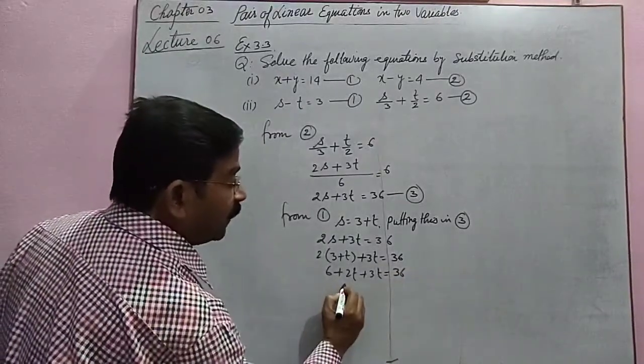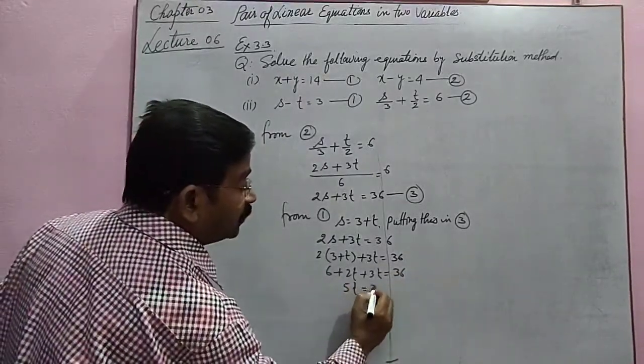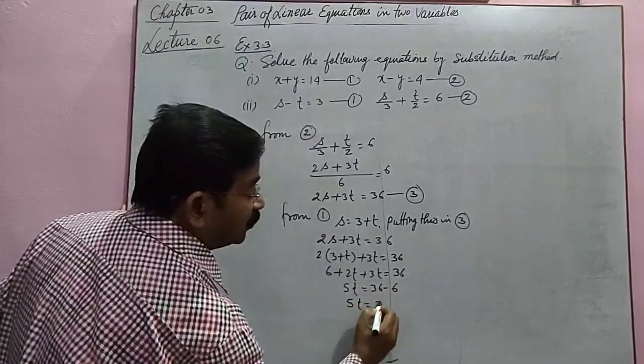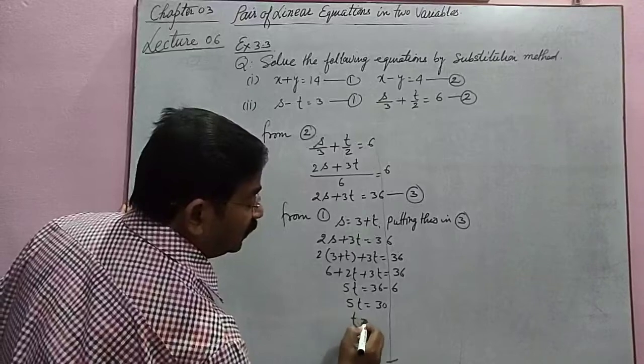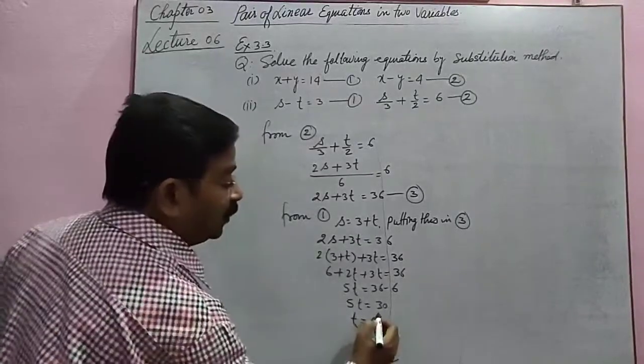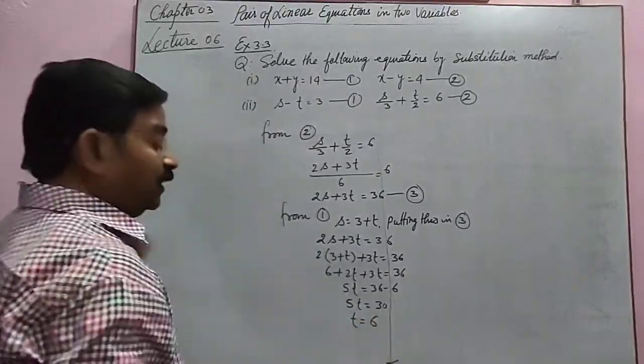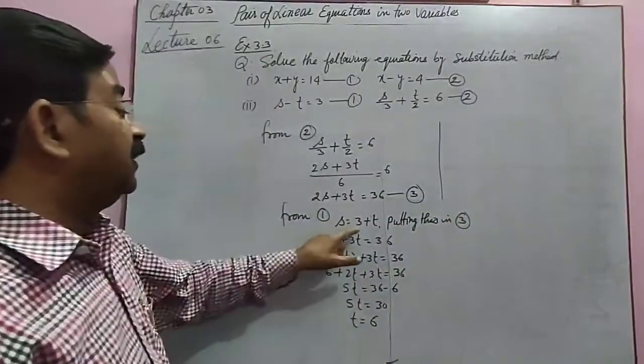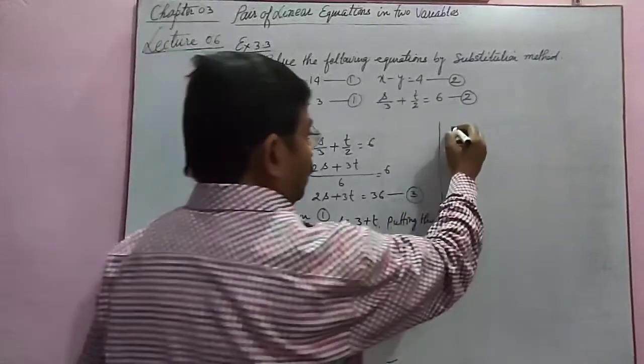Send this 6 to this side. 5t is equal to 36 minus 6. 5t is equal to 30. So t is equal to 6, since 5 6s are 30. We have got the value of t as 6. So put the value of t here to get the value of s.